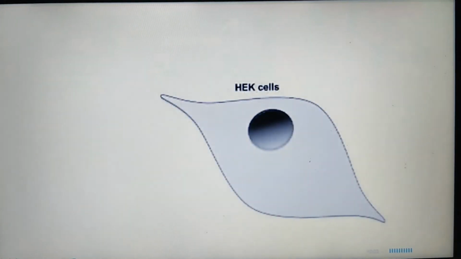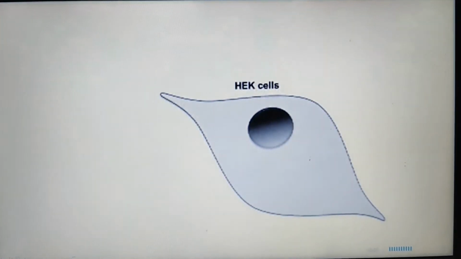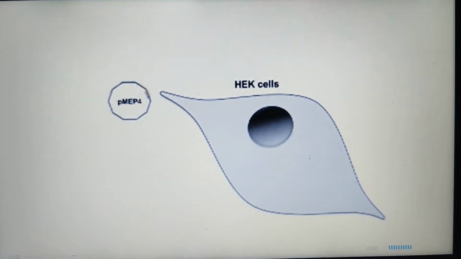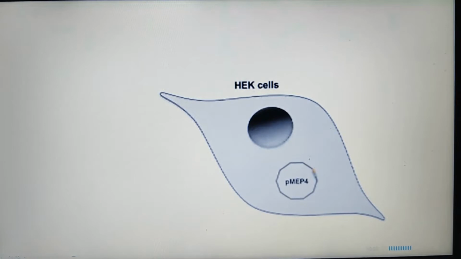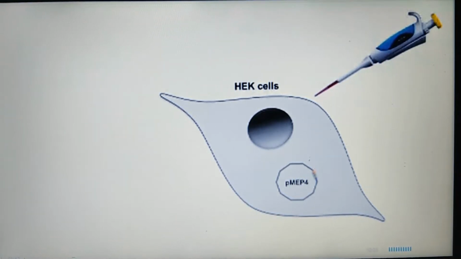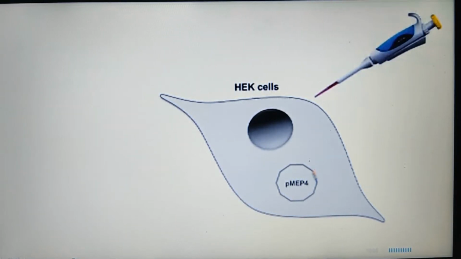potential interacting partners. To generate cell lines, HEK293 cells should be transfected with the pMEP4 expression vector encoding the TAP-tagged bait protein. Cells are then selected with 100 micrograms per ml hygromycin B. Since the plasmid is maintained episomally, there is no need to isolate specific clones.